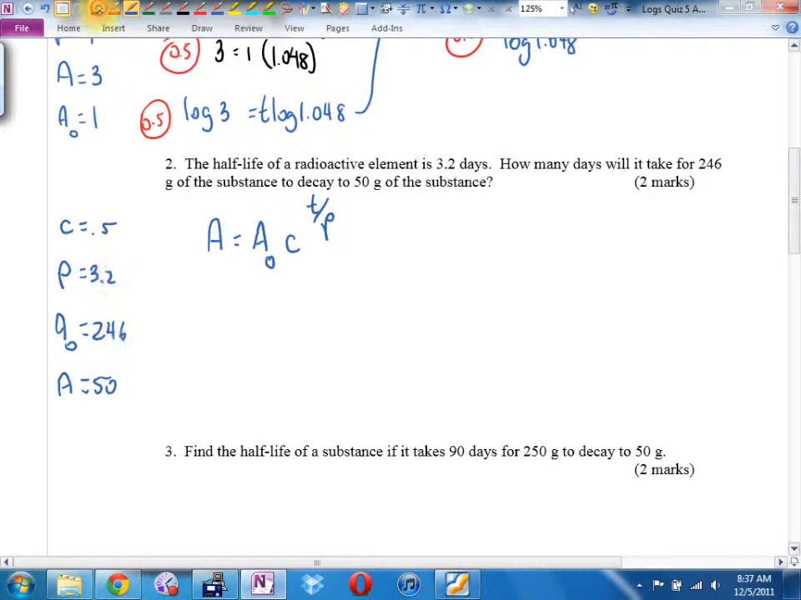I think the equation's going to look like this. 50 equals 246 times 0.5 to the T over 3.2. I'm going to divide by 246 right now. What I cannot do is go 246 times 0.5. That's half of 246, so there's an exponent on here. Don't do that. If you do that, I'll give you a half mark for the equation, and then I have to stop marking because everything else after that is garbage. Please don't do that.